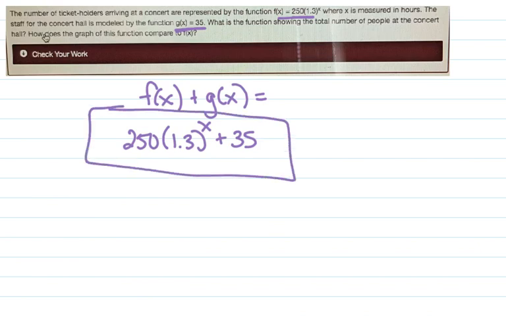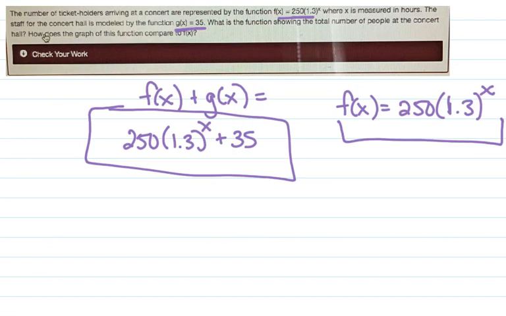And then how does the graph of that function compare to f of x? Well, remember that f of x was this. This is our f of x plus g of x, and so the only difference is that plus 35 on the end. And plus 35 on the end, we know moves our function up 35 units, and we are done.